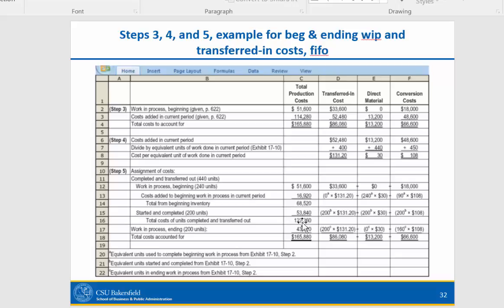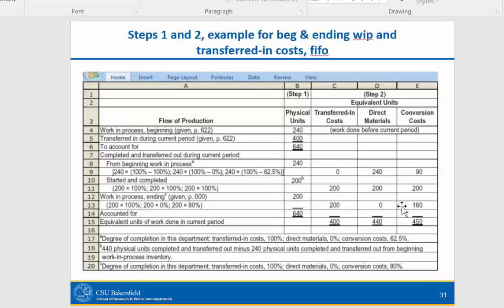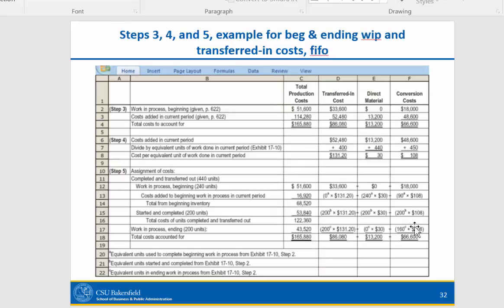So here you add this 68,520 to 53,840. That's how you come up with the total cost of units completed and transferred out. So you're going to post a debit to the finished goods inventory for that amount, and meanwhile you're going to post a credit to the WIP for this amount. So finally, let's look at the WIP ending balance. So we're looking at the remaining 200 units. All you have to do is go back here, pull out all the numbers of equivalent units, and multiply each by the unit cost. That's how you figure out the ending balance for WIP, especially for these 200 units.